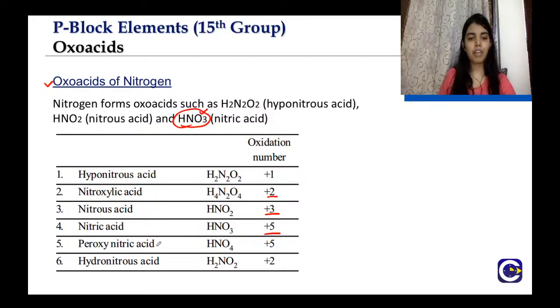For peroxynitric acid, HNO4, the oxidation number is +5. For hyponitric acid, H2NO2, the oxidation number is +2. So the important oxo acids of nitrogen are nitrous acid, nitric acid, and peroxynitric acid also. These we have to study in detail.